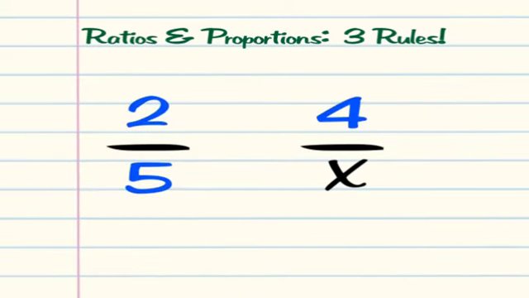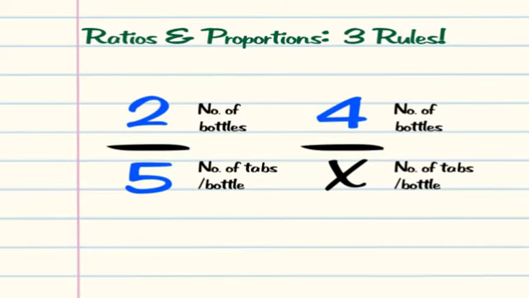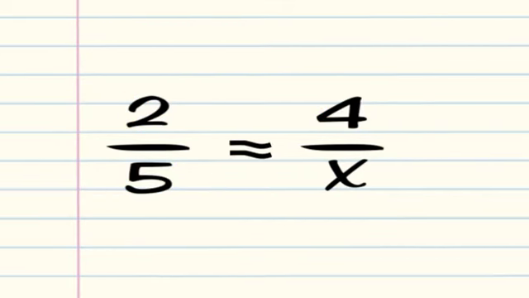Remember the 3 rules for using ratio and proportion. 1. 3 of the 4 values must be known in a proportion. 2. Numerators must have the same units. 3. Denominators must have the same units. Once you have set up your proportion, you can solve for an unknown quantity.